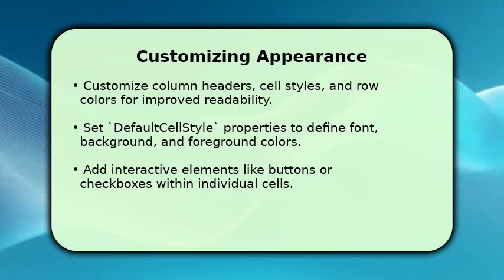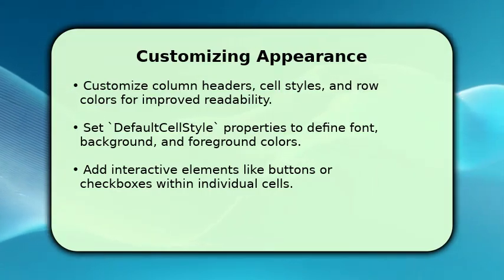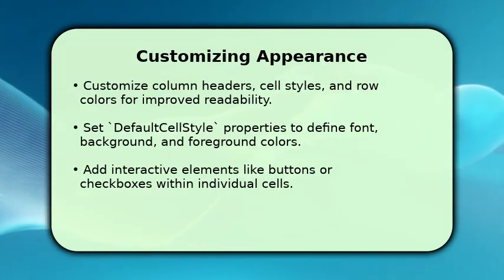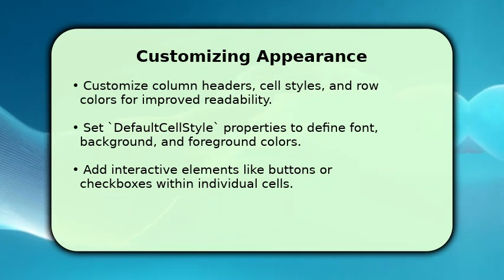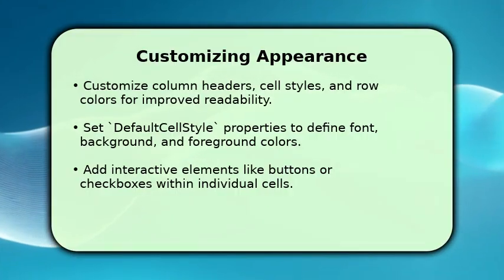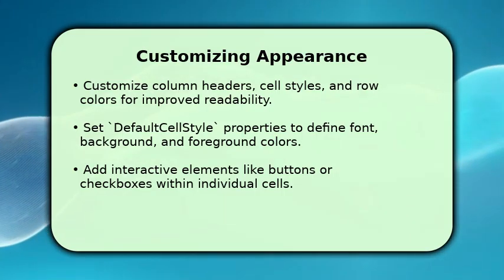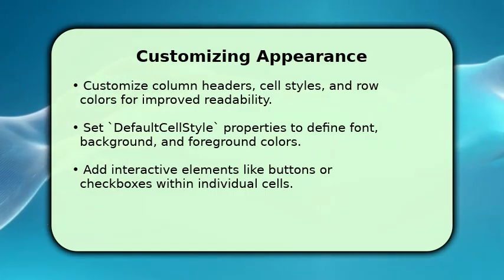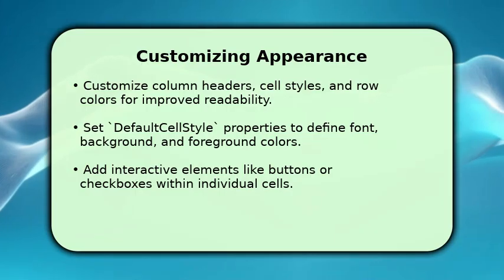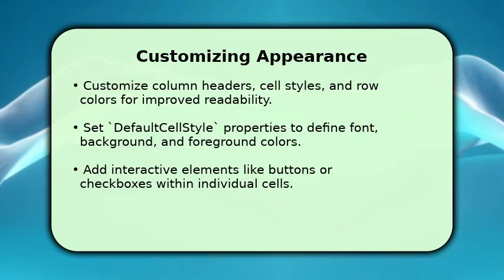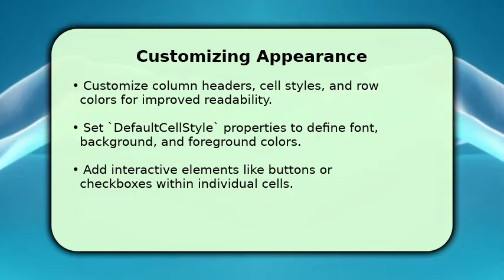Making your DataGridView visually appealing and user-friendly is straightforward. You can easily customize column headers, adjust cell styles, and even alternate row colors for better readability. Use the DefaultCellStyle property to set fonts, background colors, and text alignment. Furthermore, you can embed interactive elements such as buttons or checkboxes directly into cells, enhancing user interaction significantly. These options provide extensive control over the grid's look and feel.